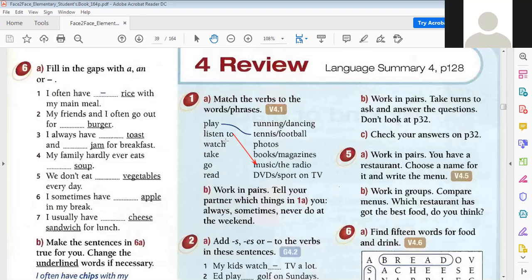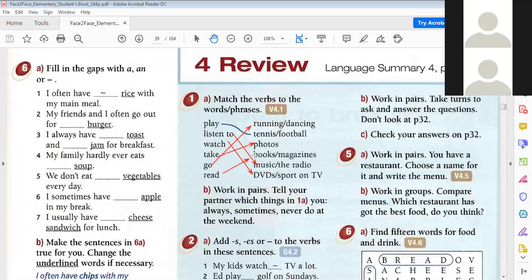All right. Then we say watch. What do we watch? Watch DVDs and watch sports on TV. Right. And what do we take? Photos. Take photos. We take photos, right? And we go, where do we go? Running. We go running and we go dancing. Correct. And we read books and magazines. That's right. That's correct.